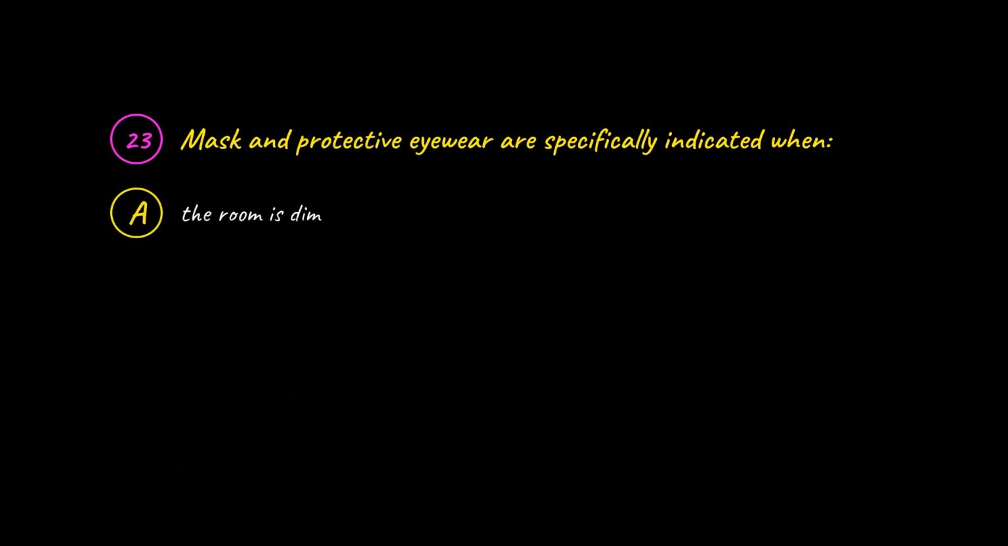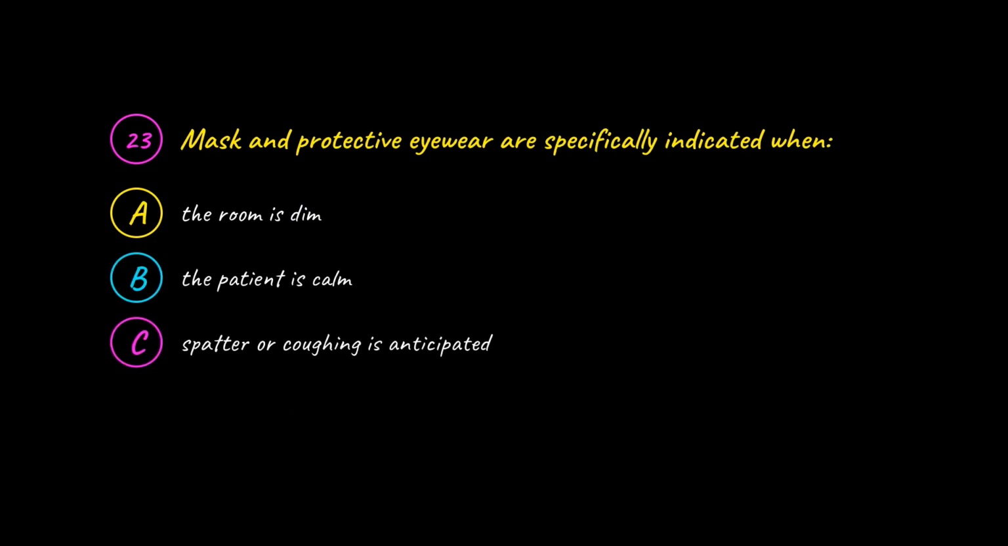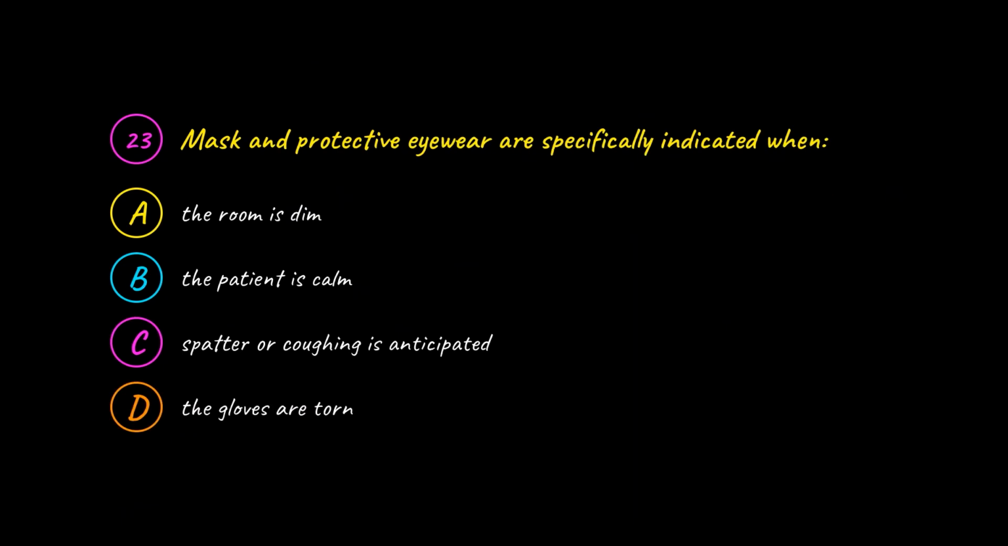Question 23. Mask and protective eyewear are specifically indicated when your options are A, the room is dim; B, the patient is calm; C, spatter or coughing is anticipated; D, the gloves are torn. Don't overthink it. Which one feels right?